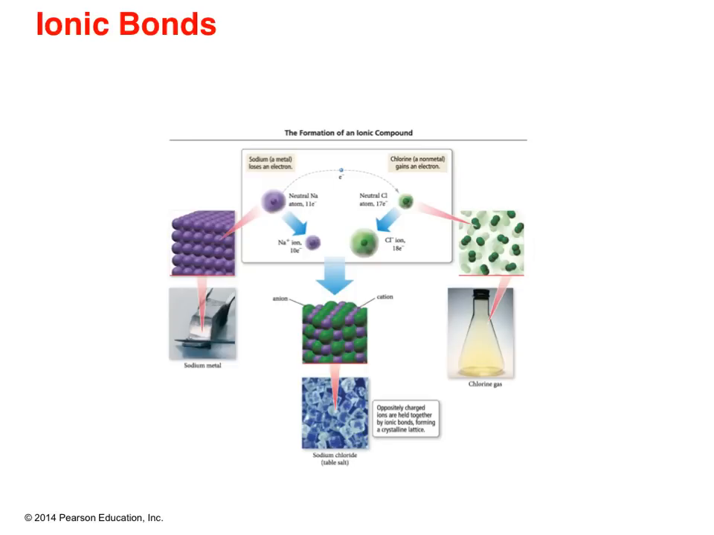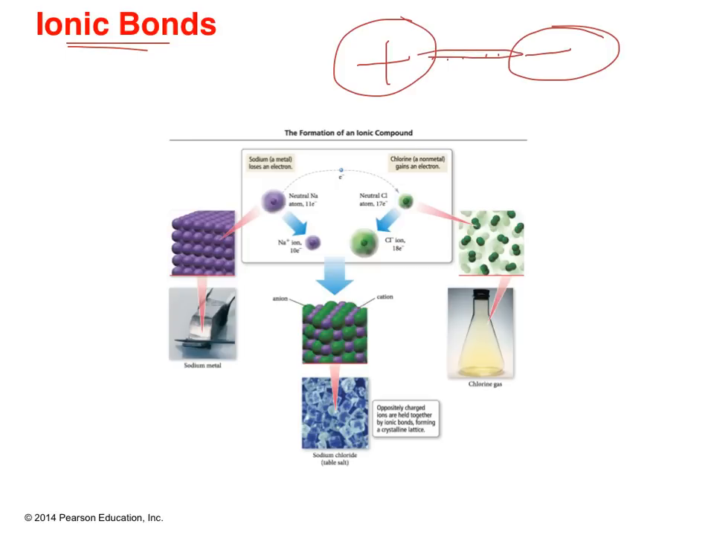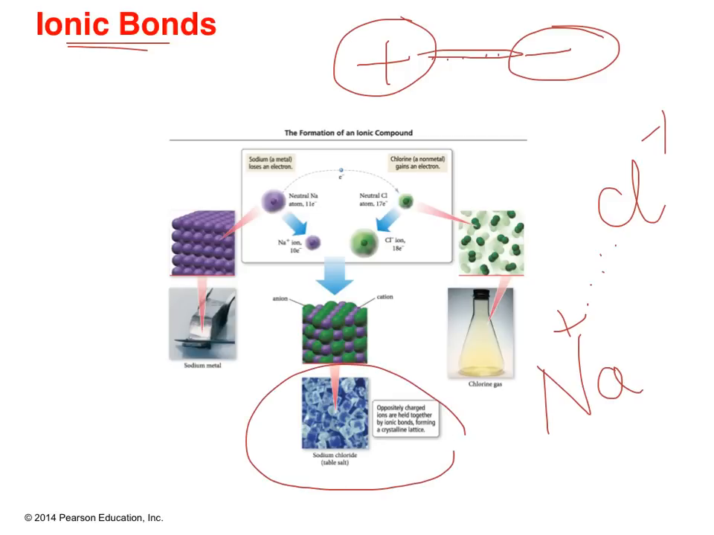Now there are two types of bonds. Ionic bonds: a positive ion and a negative ion. We learned about ions in the last chapter. A positive ion and a negative ion attract and form a bond which we call the ionic bond. So sodium plus ion, for example, attracts chloride ion and it forms sodium chloride crystal. Sodium chloride, or table salt crystal.